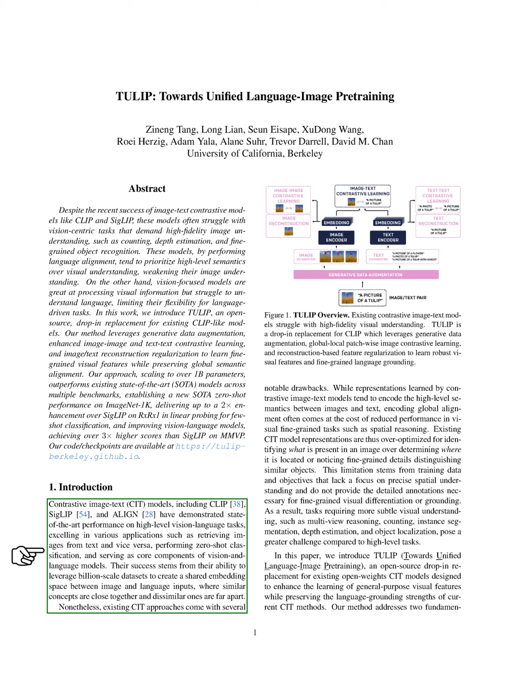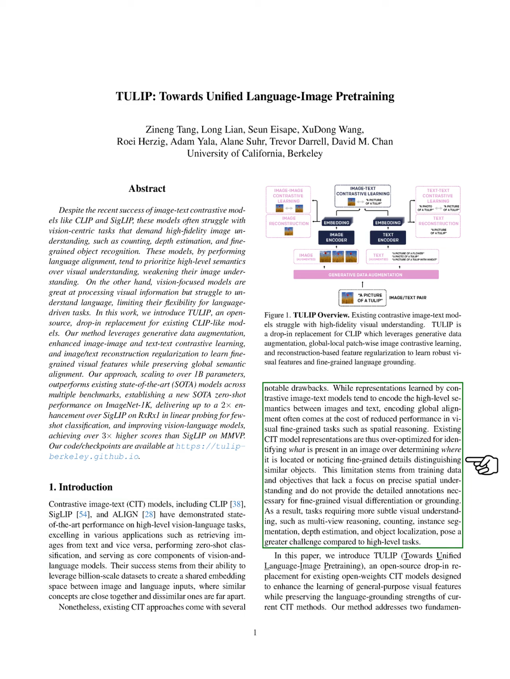However, we recognize that existing CIT models have significant limitations. While they effectively capture high-level semantics, they often struggle with fine-grained visual tasks, such as spatial reasoning. This is because their training data and objectives do not emphasize precise spatial understanding or provide the detailed annotations needed for distinguishing similar objects. Consequently, tasks that require subtle visual comprehension, like multi-view reasoning and object localization, are more challenging than high-level tasks.